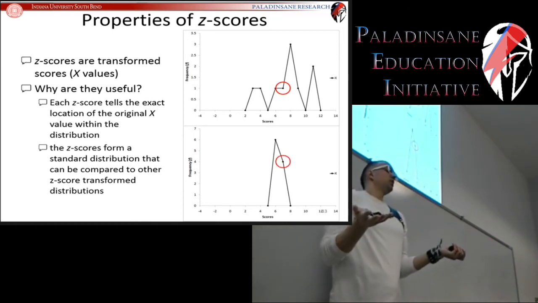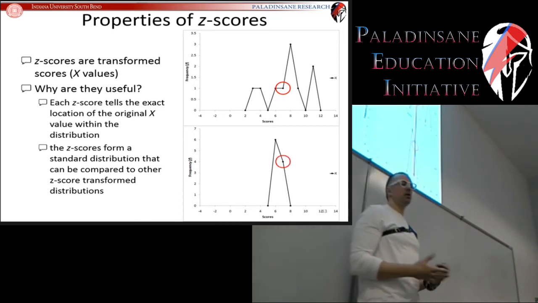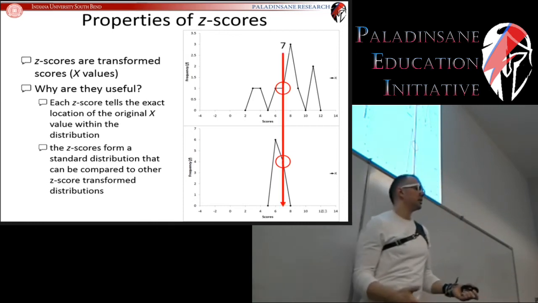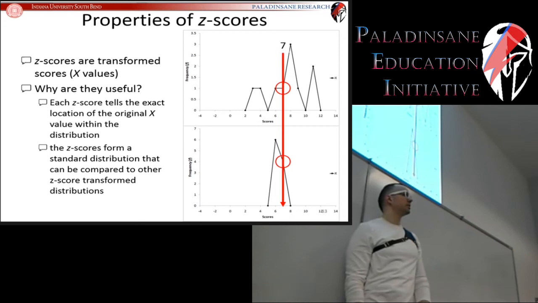So intuitively, again, we might say to ourselves, well, 7 is the same as 7, right? You got 7 on the math test, 7 on the English test. No way of knowing which one Jimmy is better at. However, that's comparing apples to oranges. We need to transform those apples into z-scores and transform the oranges into z-scores.